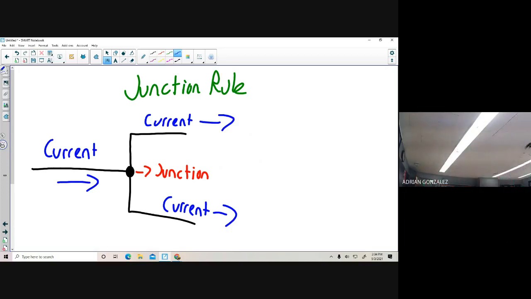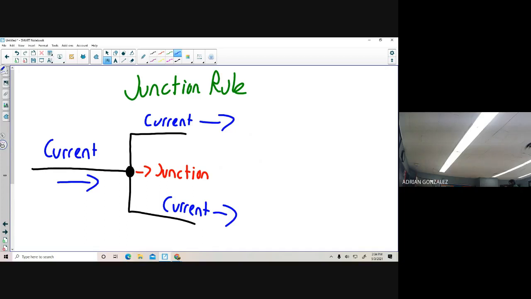Why do we talk about it? Well, because when we talk about current, we talk about a measurable quantity, right? 4 amps, 5 amps, 6 amps, 10 amps, whatever it happens to be. What the junction rule says is very, very simple. The junction rule says whatever current goes into a junction, the same amount of current must come out of the junction. Whatever current goes into a junction must be equal to the amount of current that comes out of the junction.